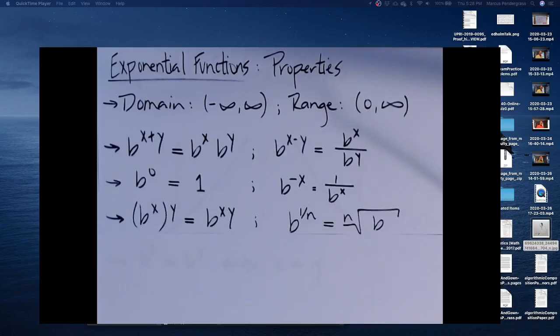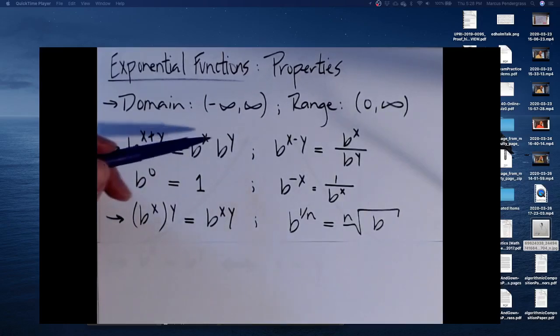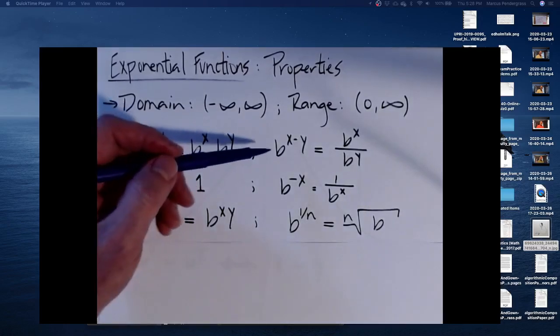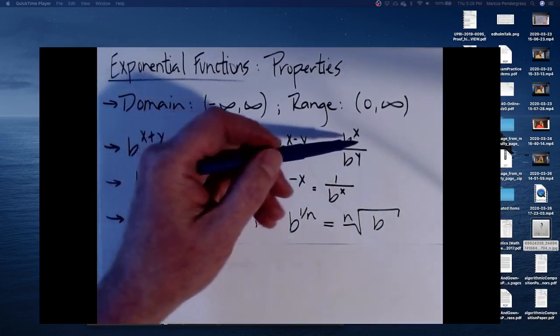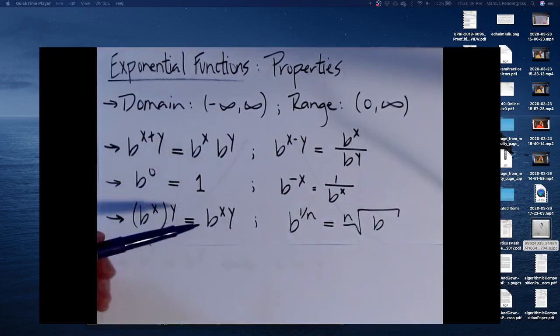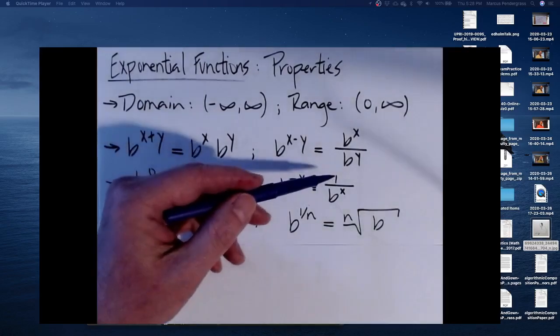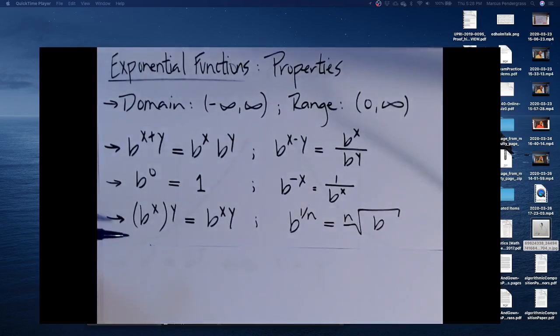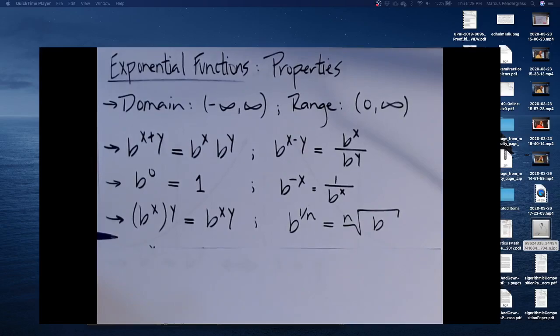You'll never have negative values in the range of an exponential function. Some of the other properties are just basic properties of exponents, and I'm just writing them now with variables as the exponents. But these are all properties you should be familiar with. The additive property: b to the x plus y is b to the x times b to the y. Subtractive property: b to the x minus y is b to the x over b to the y. Of course, b to the 0 is 1. B to the negative x is 1 over b to the x. All these are just normal properties of exponents that we've used before.